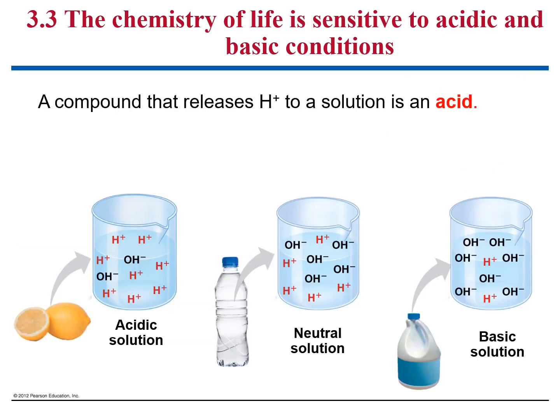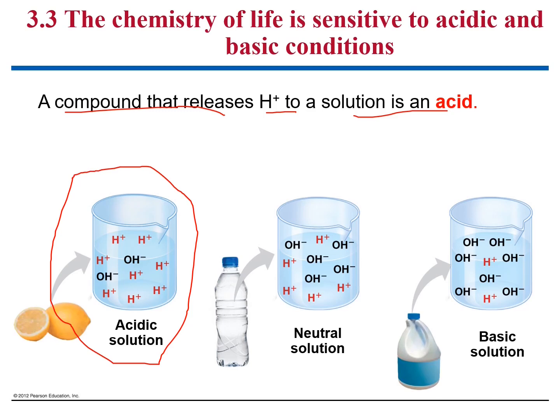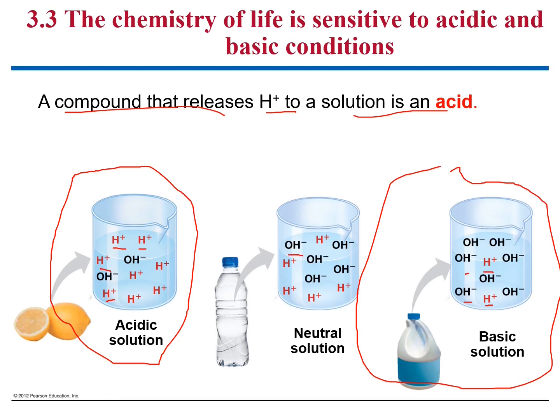As you watch in the video, remember that a compound that releases hydrogens to a solution is an acid. So, for example, this is the case. If you see here, you have many more hydrogens. However, in the opposite case, you will have a base, where you have few hydrogens and a lot of hydroxide. And in the case that you have an equal number of hydrogens and hydroxide, you will have a neutral solution.